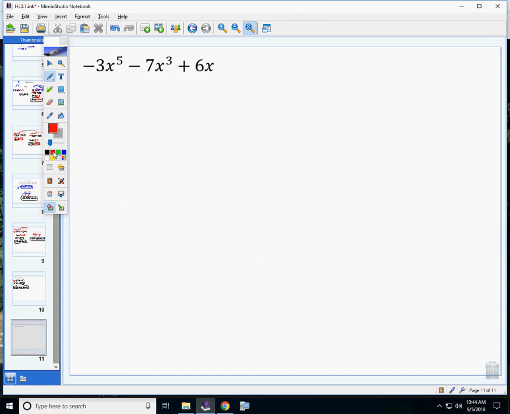And one final example. Notice that we do have an x with all of them, and there's a negative in front that really screws things up with a lot of students, so I'm going to factor that out with the x. So if I factor out a negative x, that leaves me with 3x to the 4th plus 7x squared minus 6.